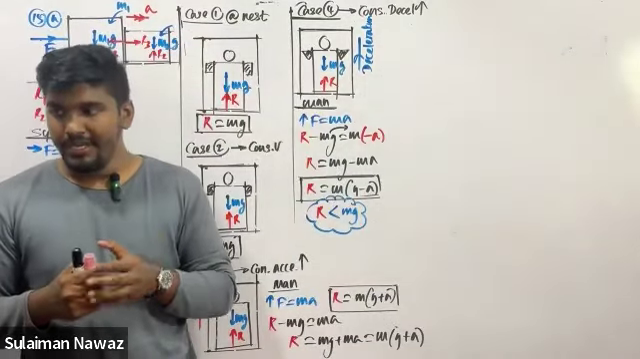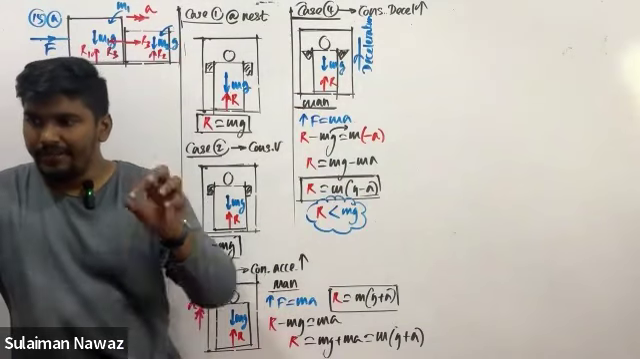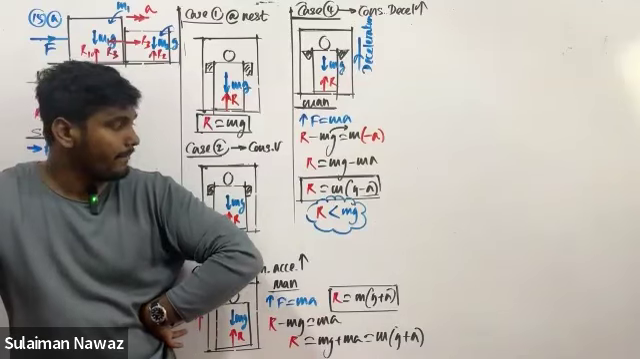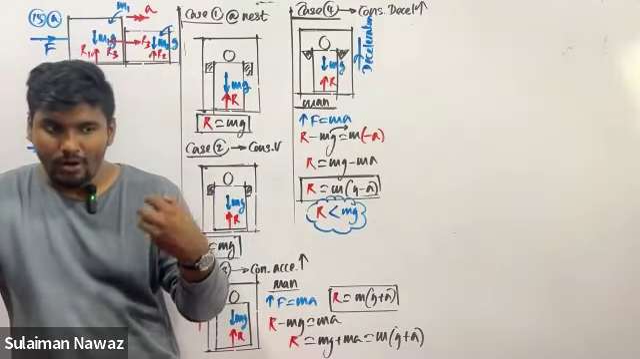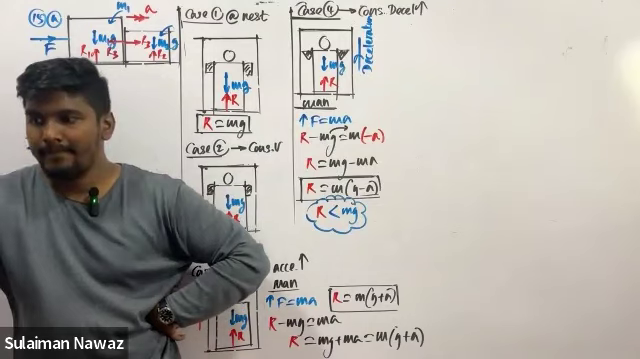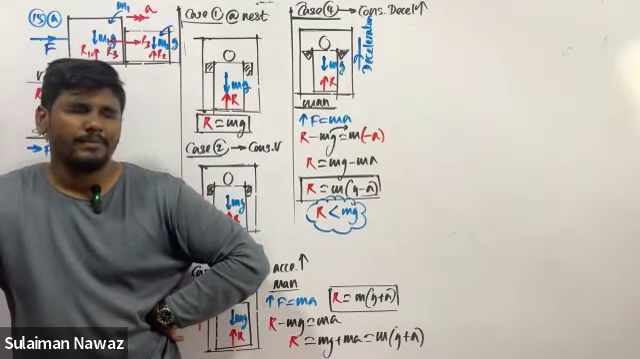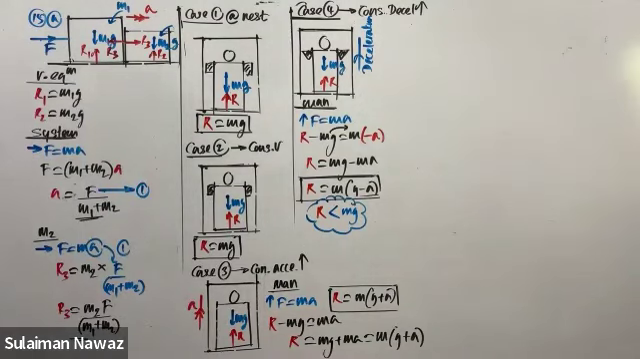Write down a point like this: when the lift decelerates in the upward direction, the normal reaction force acting on the man is lesser than the weight.